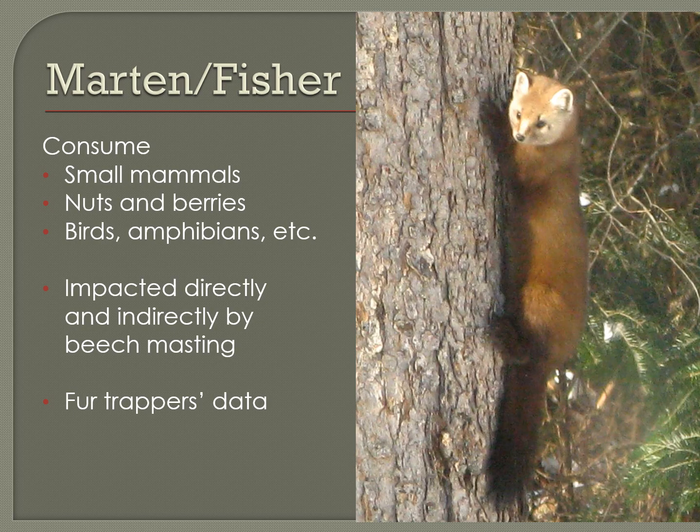For management reasons, the New York State biologists were interested in looking at American marten and fisher populations. We know that they are both consuming small mammals as well as nuts and berries. They're fairly wide-ranging in their food choices. They will eat things like birds, bird eggs, amphibians. And so these are animals that would be both directly and indirectly impacted by the beech mast pattern that we see.